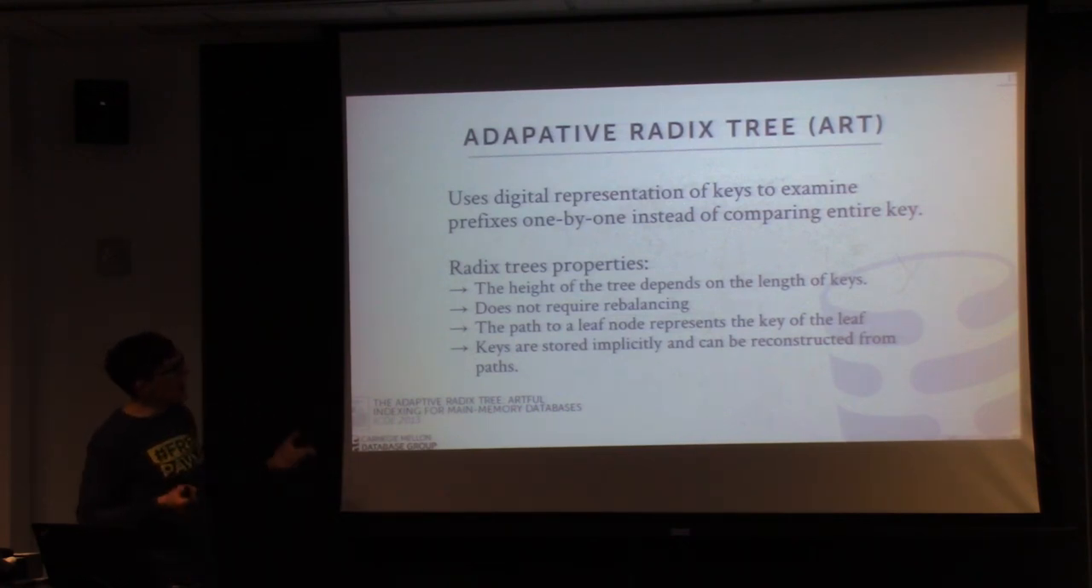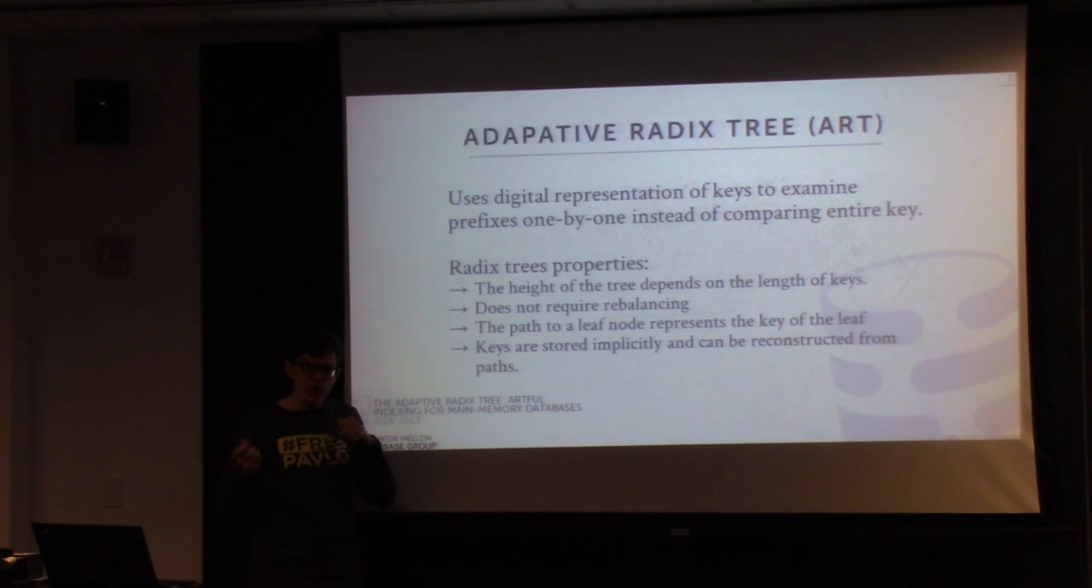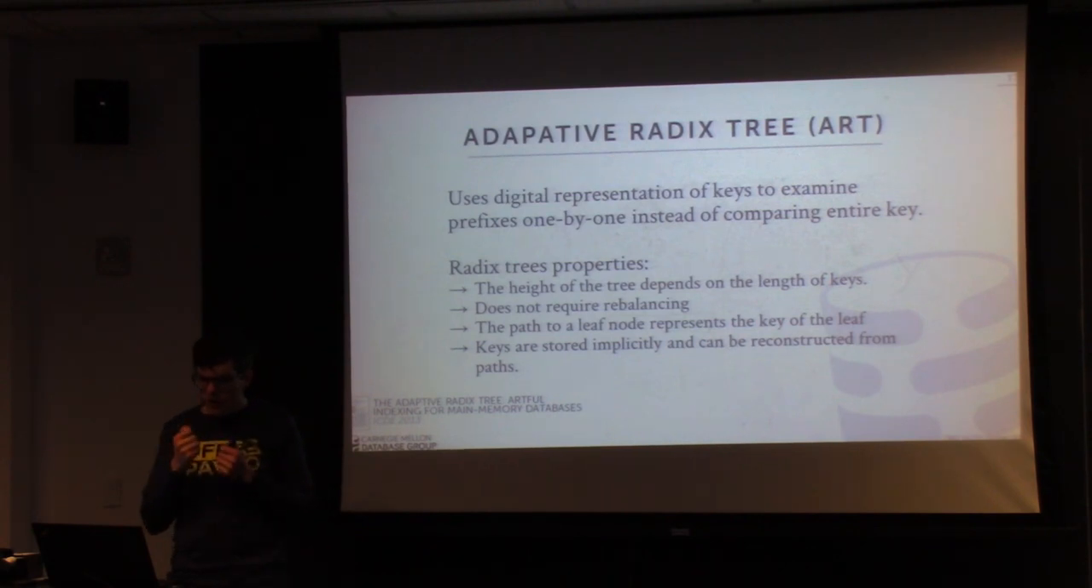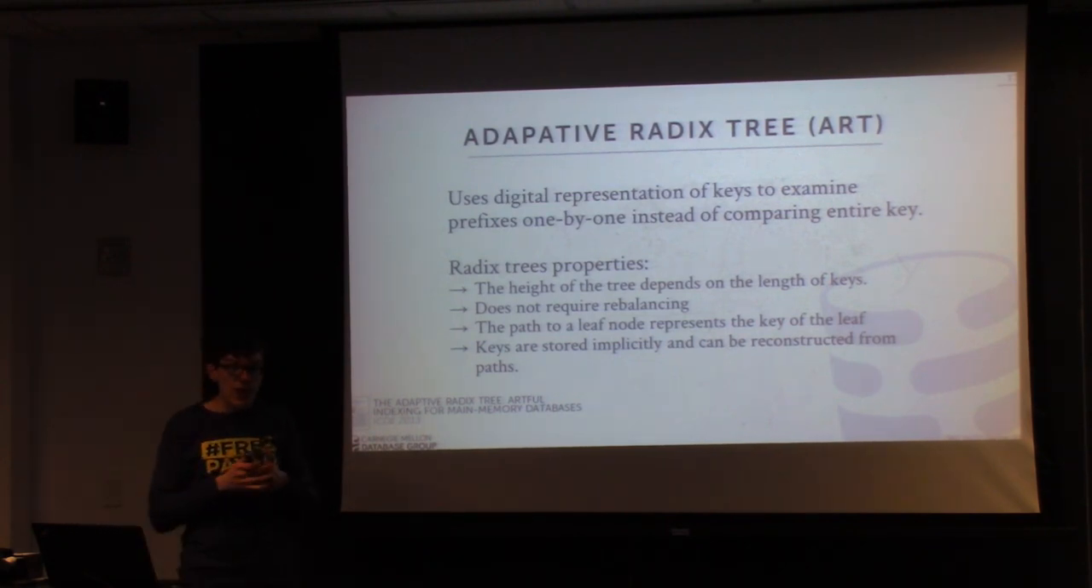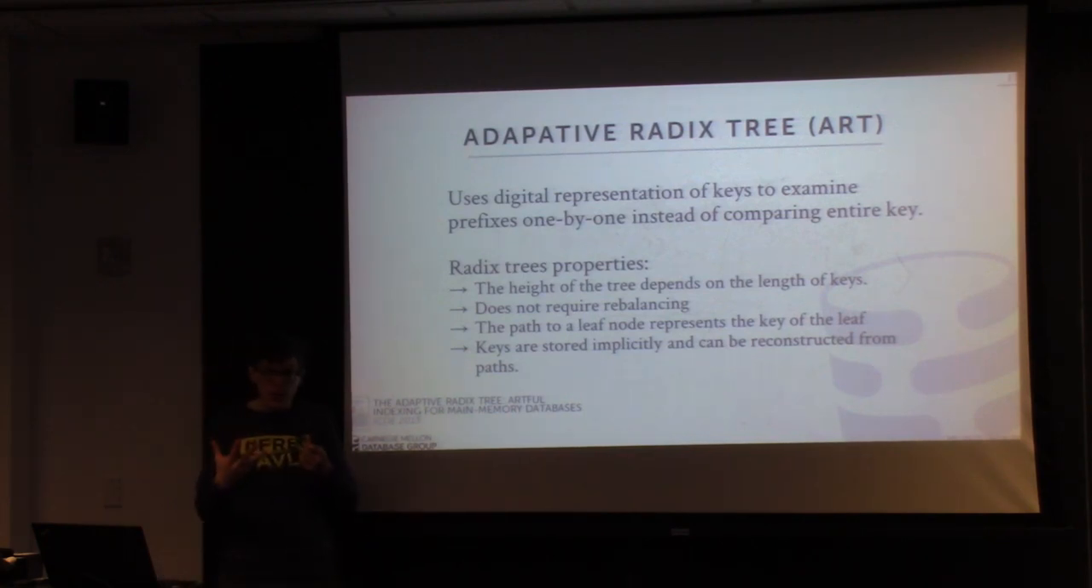But the key difference in a radix tree versus the BW tree, the B+ tree and the skip list is that we're going to store our keys in a digital representation that allows us to examine the prefixes of those keys rather than having to look at the entire key. And when I say digital, I don't mean an Arabic numeral or a number. I mean taking the individual elements of the key and storing them one by one. So if your key was a varchar or a string, a digit would be one character in the string.